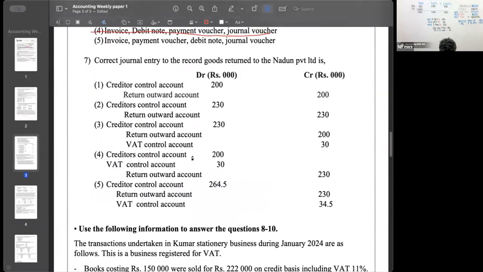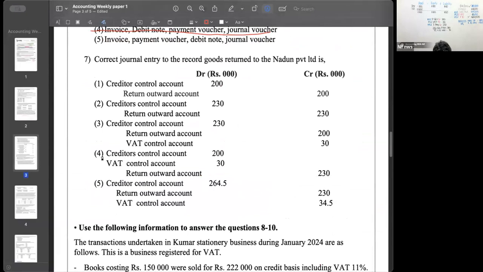So what is going to be the answer? Creditor control account debit 200, VAT control account debit 30, return outward account credit 230. That's wrong. Creditor control account debit 230, return outward credit 200, VAT control account credit 30. So that's basically your answer. What's your answer? Your answer is the third.